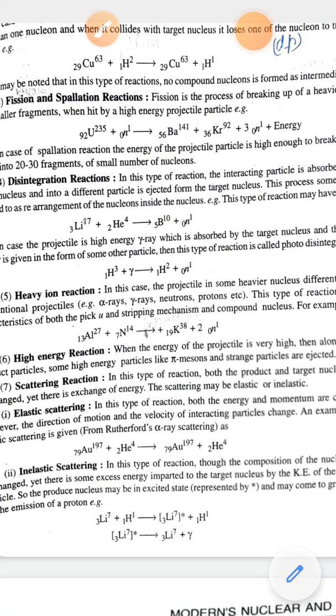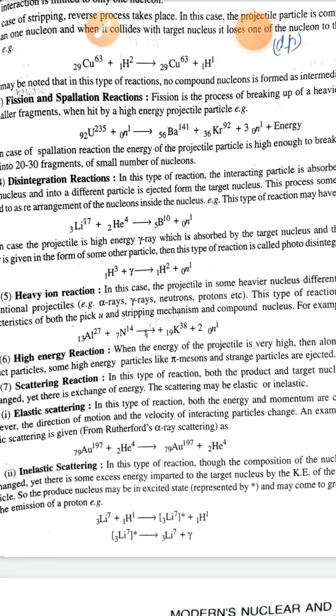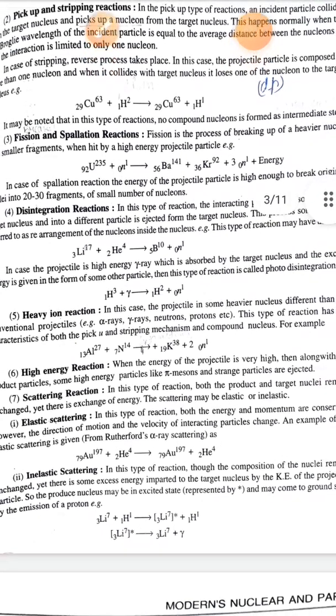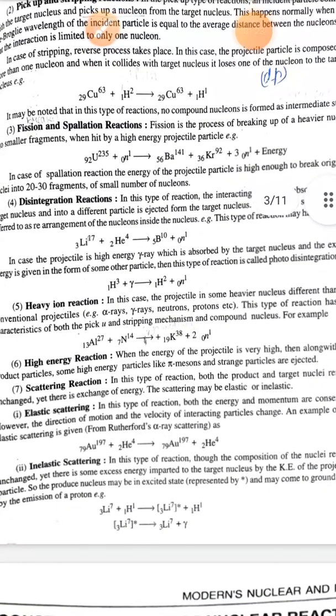What happens here? When a projectile of very high energy strikes a target particle, along with the outgoing particle, a high amount of energy is produced with some strange particles. This is called high energy reaction. The important condition for this reaction to take place is that the projectile energy must be very high, so that a high amount of energy is produced in this reaction.